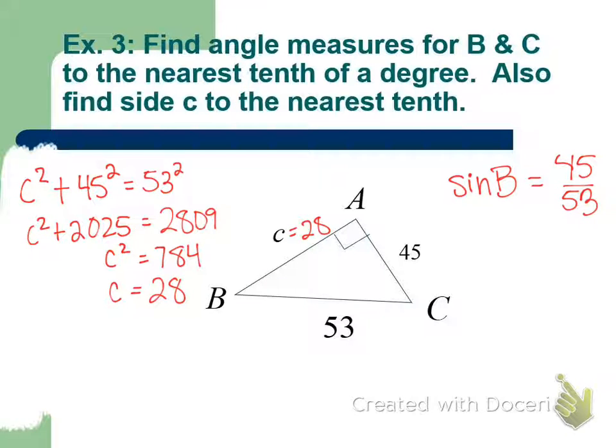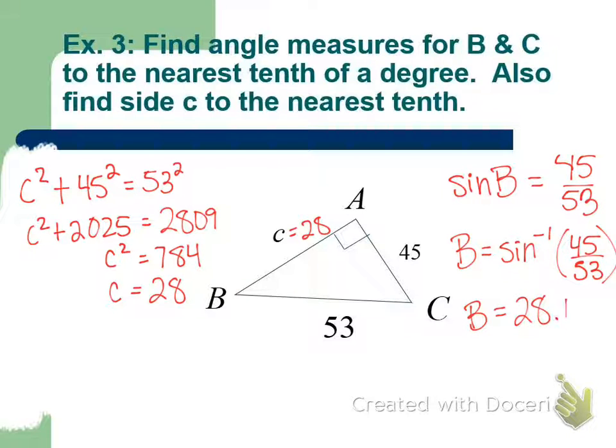In order to find the angle measure, what do we need to use? The inverse trig function. So this time that means sine inverse of 45 over 53. Handy dandy calculators do the heavy lifting for us. We get that the measure of angle B is 28.1 degrees rounded to the nearest tenth.